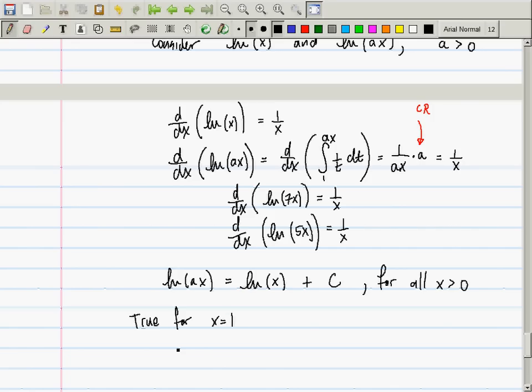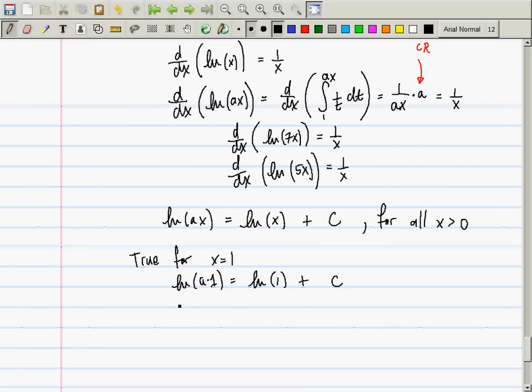So what this is saying is that the log of A times 1 is equal to the log of 1 plus a constant. So I plug in x as 1. A times 1 is just A. So the log of A is equal to, we already said what the log of 1 is. What's the log of 1? It's 0, so then plus C. So we have figured out what the C is. C is the log of A.